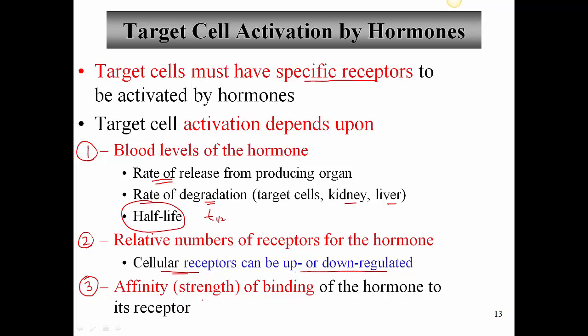And the number of cell receptors for the hormones can actually be up or down regulated depending on the needs of the body. And finally, we have something that's known as affinity, or strength of binding of the hormone to its receptor. If I had a receptor on a cell that was shaped like this and I had a hormone molecule shaped like this, the hormone could pretty much fit very nicely in here.